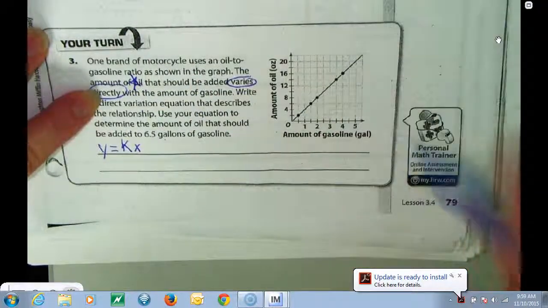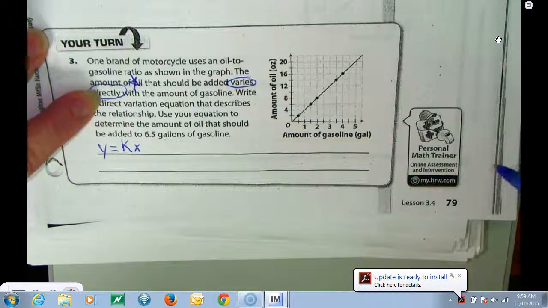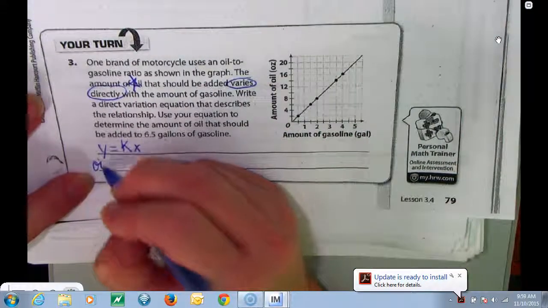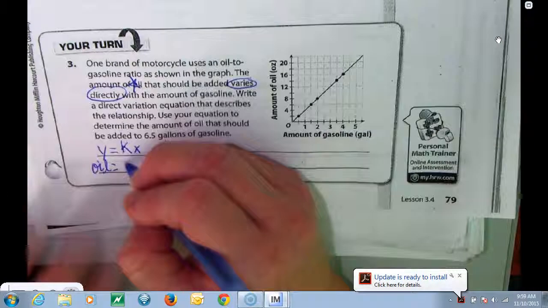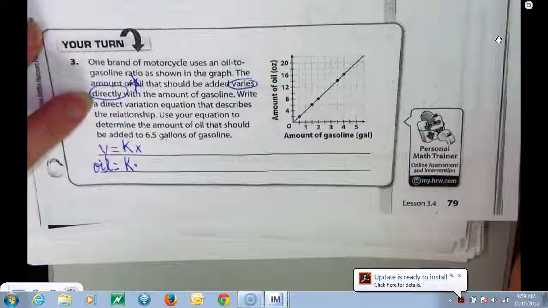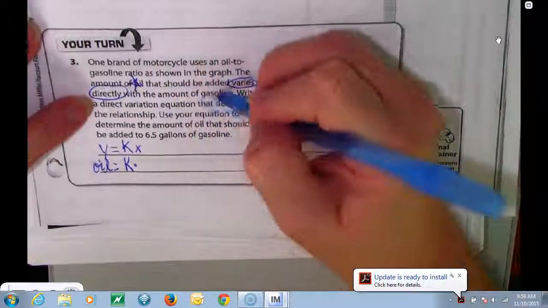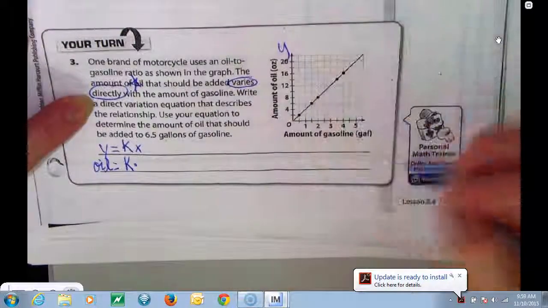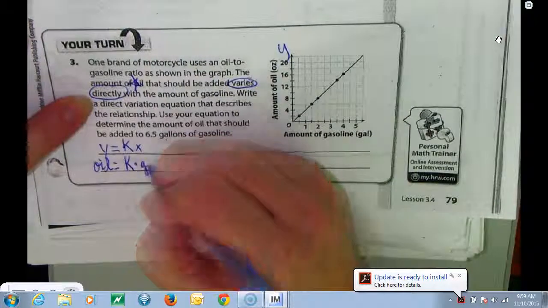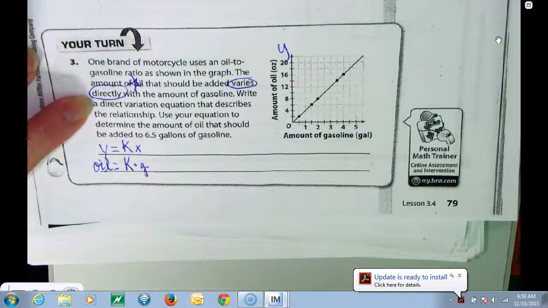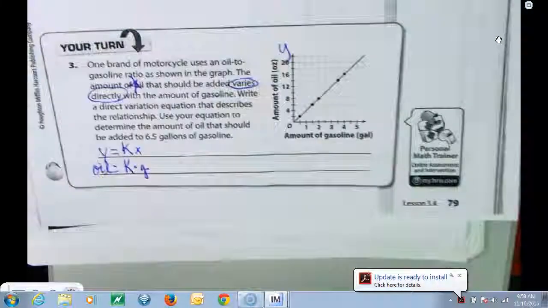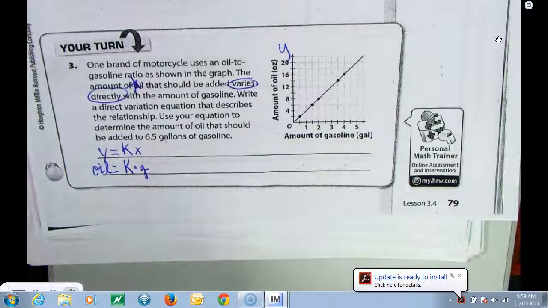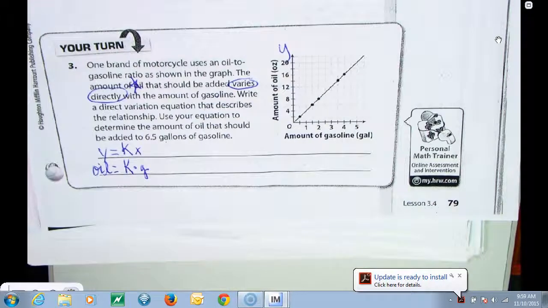So oil is which one, the y or the x? Let's not put O, let's put oil there, because we can't put O. K, we don't know yet. Varies directly with the gasoline. So which one's X? Gas. Put G for gas. So, listen. The oil varies directly. The oil goes first. So if I said the cost varies directly, what would go first? Cost, C equals. Isn't that easy?